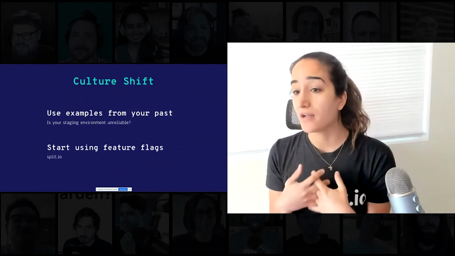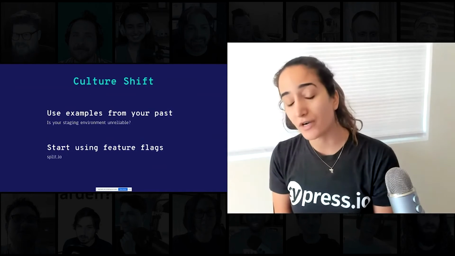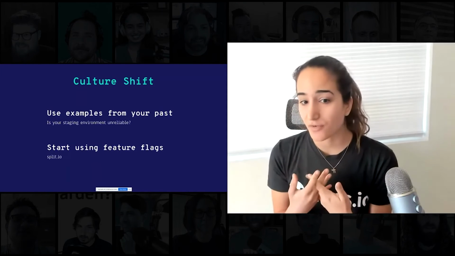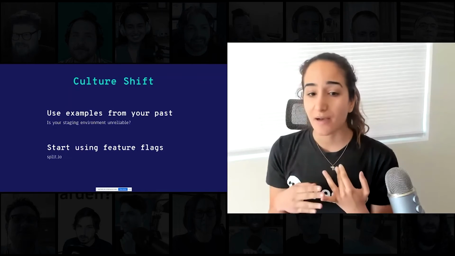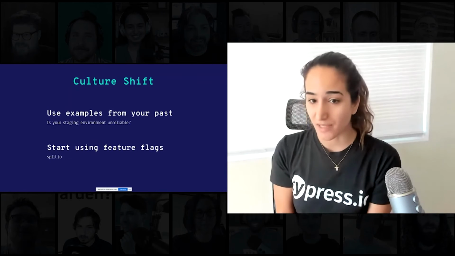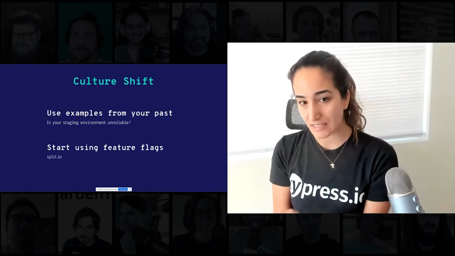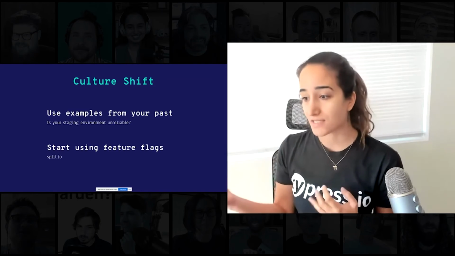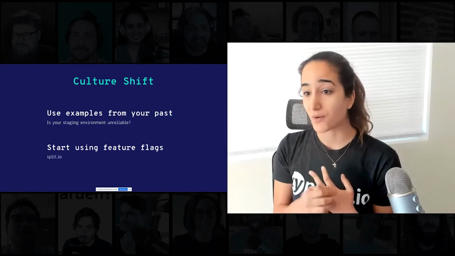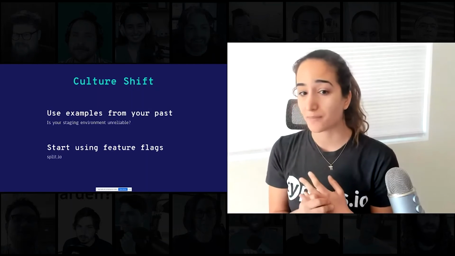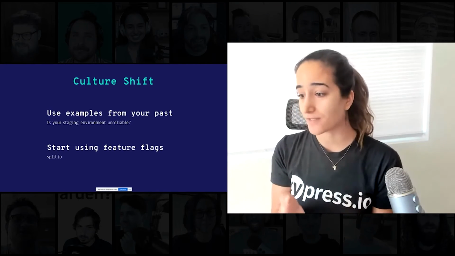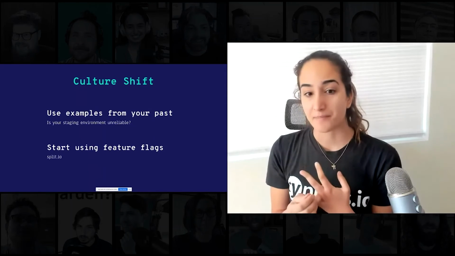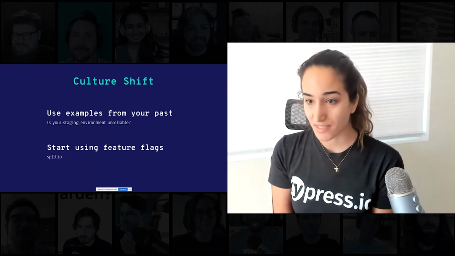So getting over that fear that we talked about before. So 2 things that I recommend is use examples from your past. So think about, like, is your staging environment unreliable? I can tell you for a fact, yes, it is. Think about, like, oh, hey, remember that time where we released this thing to production and it broke? And when we tested it in staging, it was perfect. And then when we released it, it all went wrong. So think about those examples.